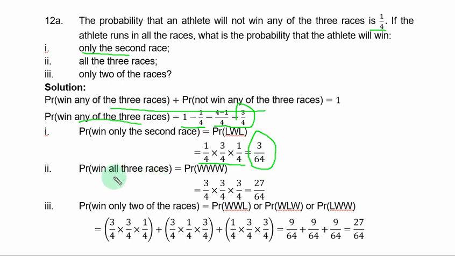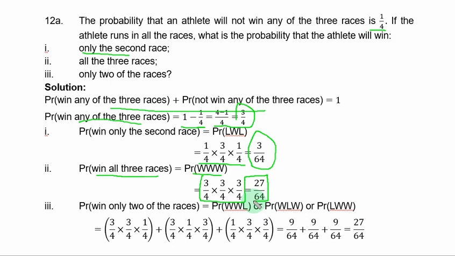Roman figure 2, the athlete will win all 3 races. First one win, second one win, third one win. That is 3 over 4 times 3 over 4 times 3 over 4, and that is 27 over 64.